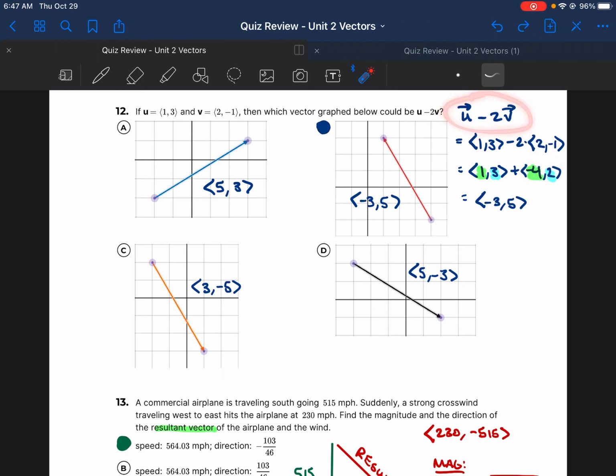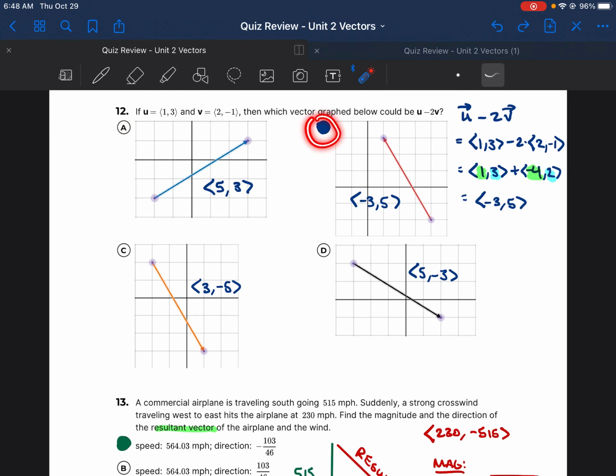Then, combining these vectors after we've distributed the negative 2, horizontal components 1 and negative 4 combine to be component negative 3. Vertical components 3 and 2 will give us a 5. Then we need to find which of the vectors graphed has the correct components, negative 3, 5. Well, notice that vector A, because of the way it's set up with the terminal point up here, it's going to be going to the right 5, which is a positive 5 for the horizontal, up 3, which is positive 3 for the vertical. That does not match what we needed to match, so A is wrong.